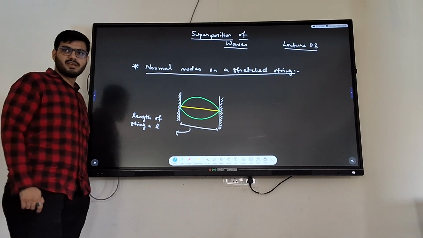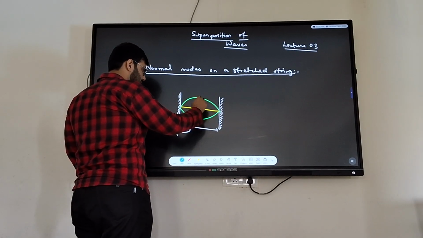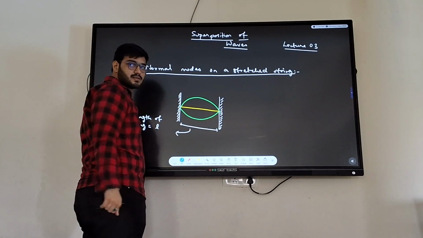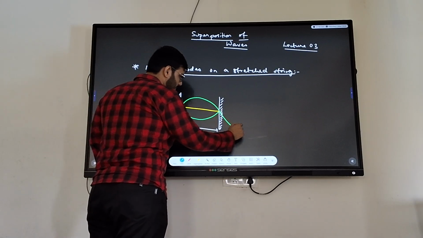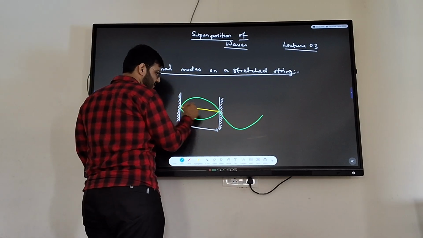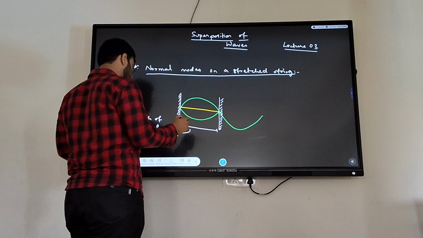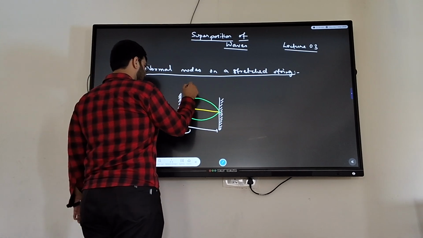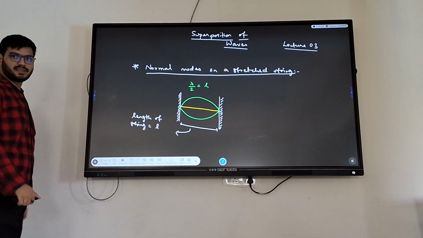Then in terms of the wave, can you tell me what is this length? If I complete this wave, then it should be lambda. This is lambda, and then what is this? Lambda by 2. Then what is the condition that the green wave is following? Lambda by 2 is equal to L, in terms of length.